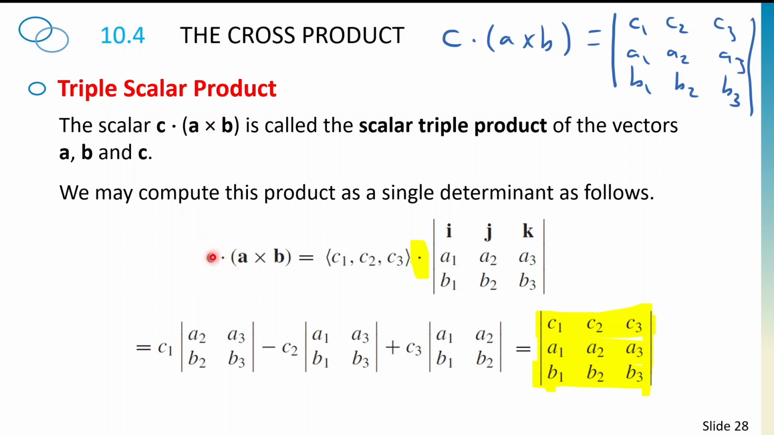Let's say that A, B, C are A1, A2, A3, B1, B2, B3. Same thing for C: C1, C2, C3. So I need to do the dot product of C dot the cross product of A cross B. This is the matrix for the cross product, the determinant for this matrix.